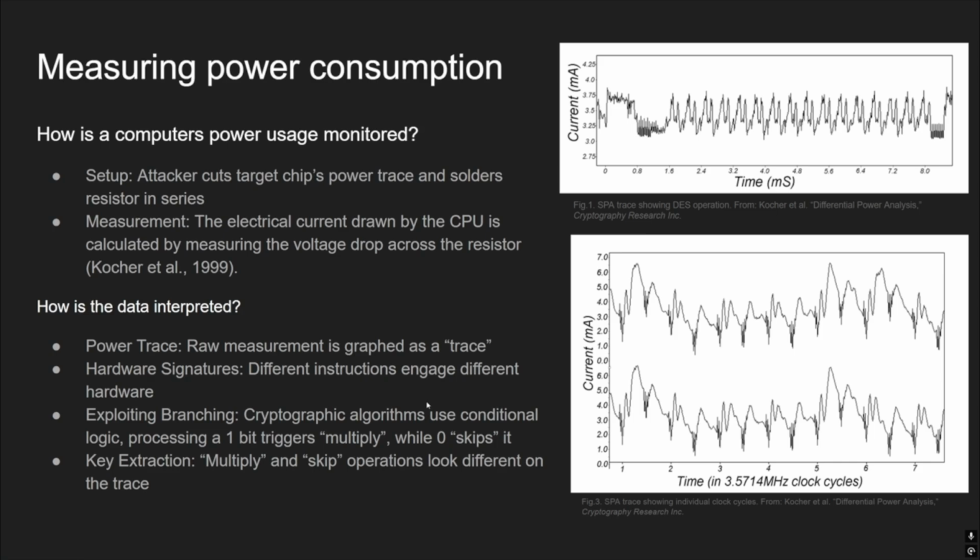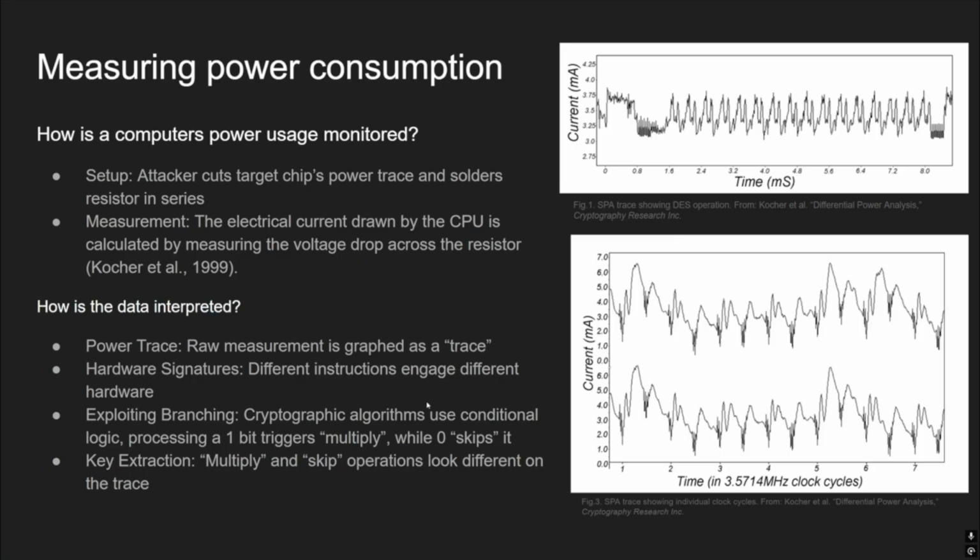How is the data interpreted? The raw graph of power consumption is known as a trace. The x-axis represents time and the y-axis represents the voltage drop across the resistor, which corresponds directly to the electrical current being drawn by the processor. Different CPU instructions require different physical hardware to activate. An add instruction might use a simple ALU and draw a moderate amount of power, while a memory read might cause a sudden spike in power as the CPU reaches out to the RAM.